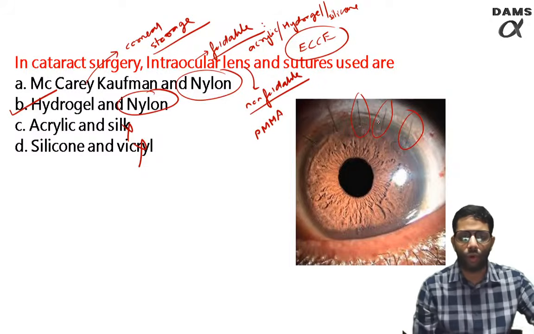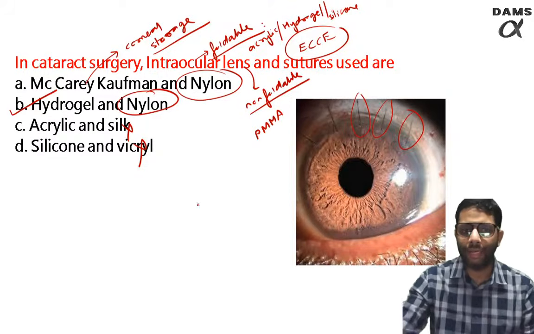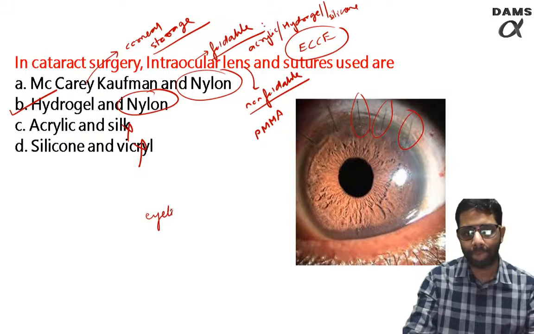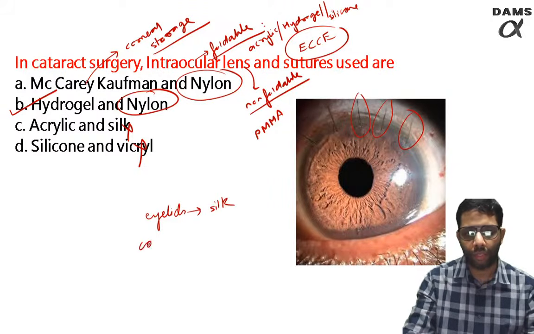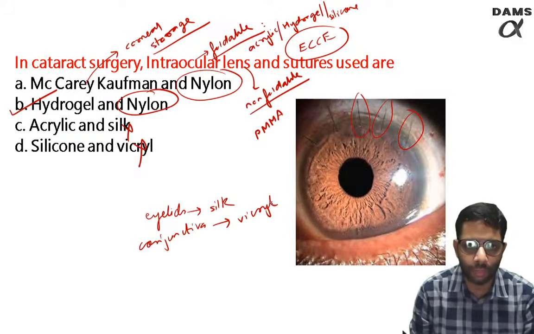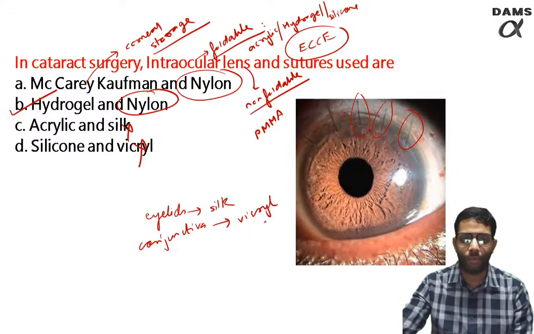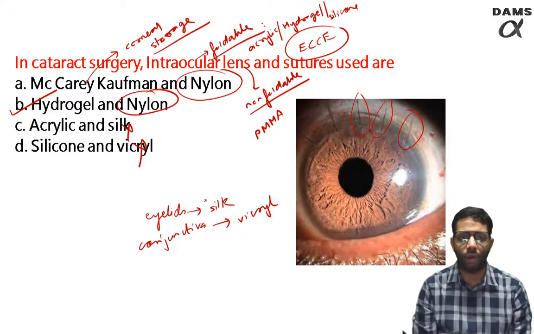Sutures in cornea and corneoscleral sutures are nylon. In eyelids, the sutures used are silk. For conjunctiva closure, the sutures used are generally vicryl, which is the absorbable one out of these: nylon, silk, vicryl. Vicryl is an absorbable one, silk and nylon are non-absorbable.